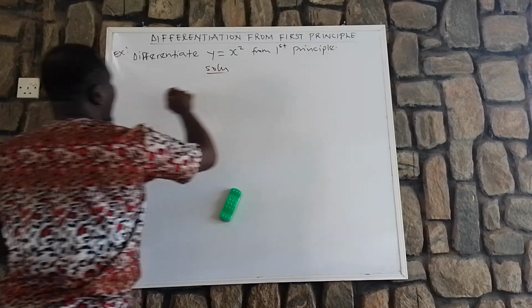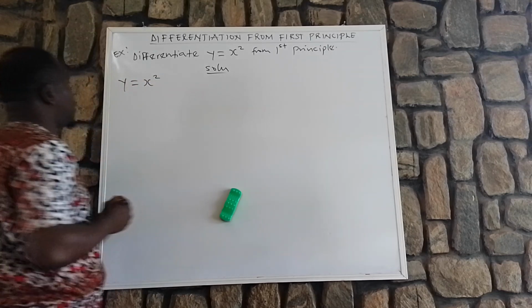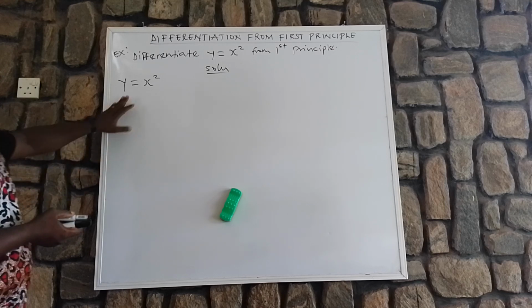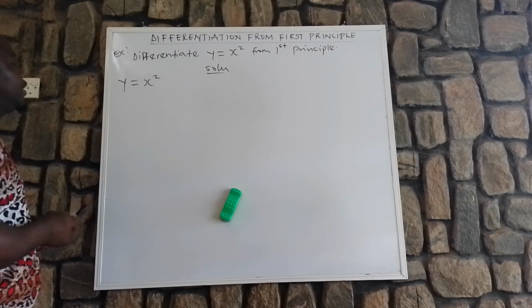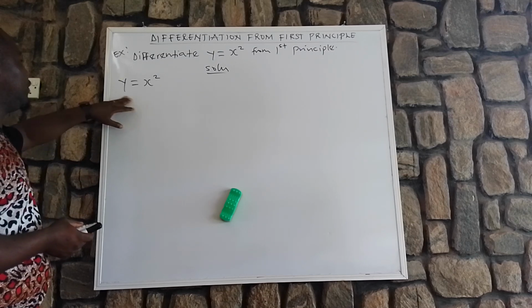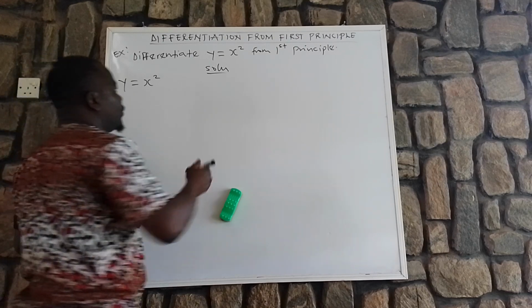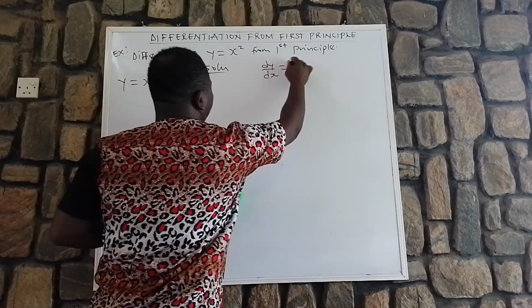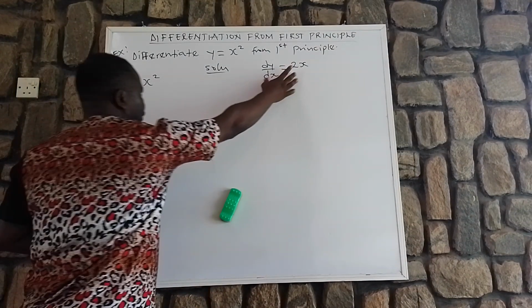Solution. Our y is equal to x squared. This is the function, and we want to differentiate this function from first principle. It's simple as ABC. You know, ordinarily, if we want to differentiate this function, our dy over dx will give us 2x. This is the answer.